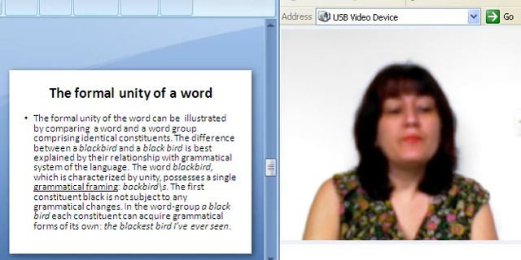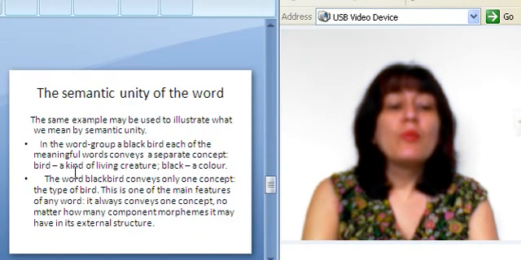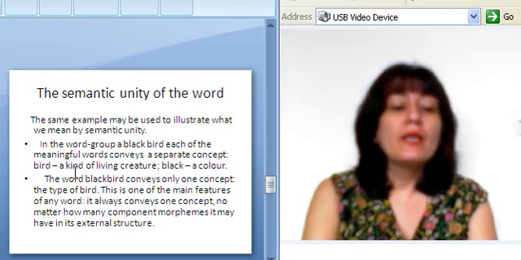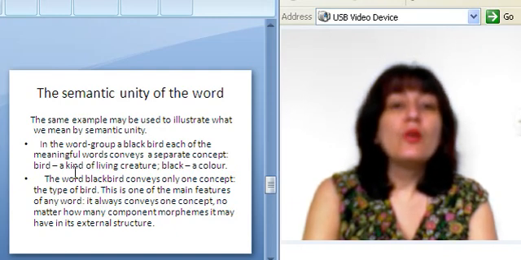Then we spoke about the semantic unity of the word, and we said that the same example may be used to illustrate what we mean by semantic unity. In the word group a black bird, each of the meaningful words conveys a separate concept: bird, a kind of living creature, and black, a color. The word blackbird conveys only one concept: the type of bird. This is one of the main features of any word. It always conveys one concept, no matter how many component morphemes it may have in its external structure.